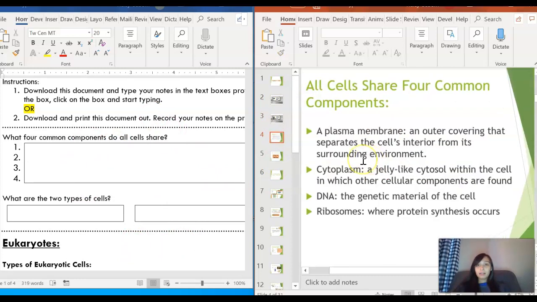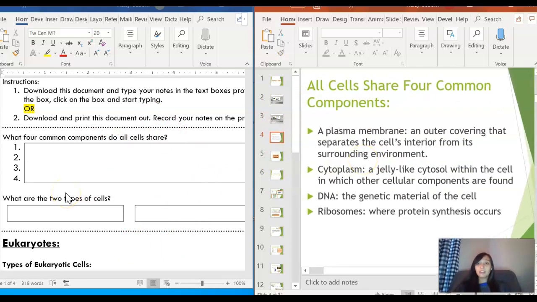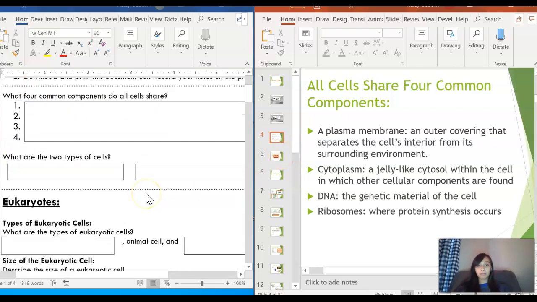Okay, so to begin, all cells share 4 common components. They all have a plasma membrane, which is that outer covering that separates the cell's insides from its surrounding environment. The cytoplasm, that's that jelly-like substance that holds all the organelles in place and gives the cell its shape. The DNA, the genetic material of the cell, and the ribosomes, where protein synthesis occurs. So that's what we would fill in for 1, 2, 3, and 4.